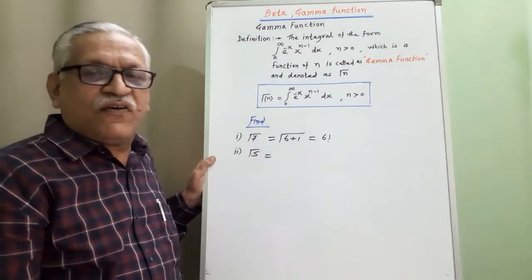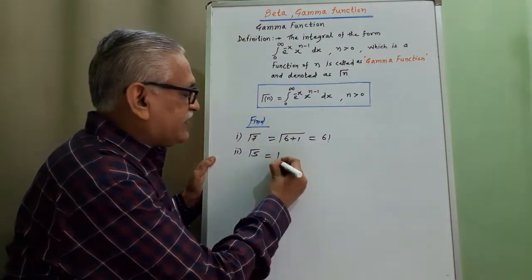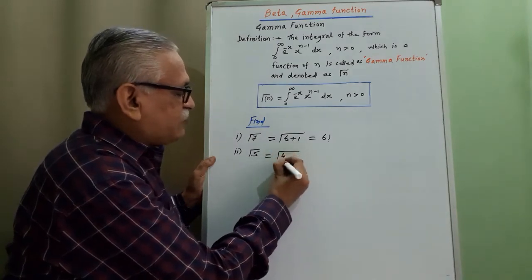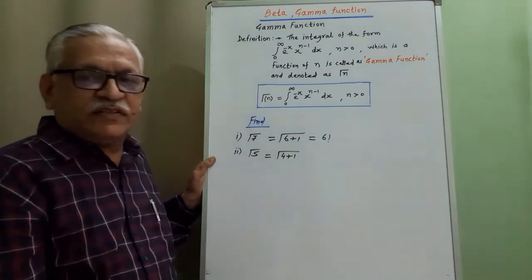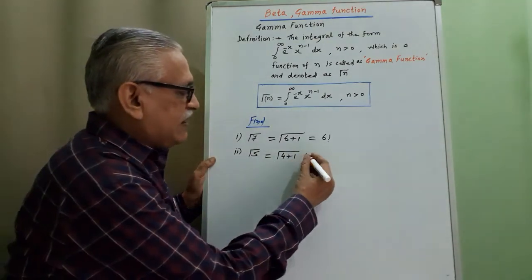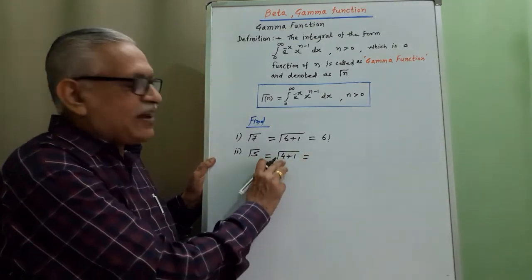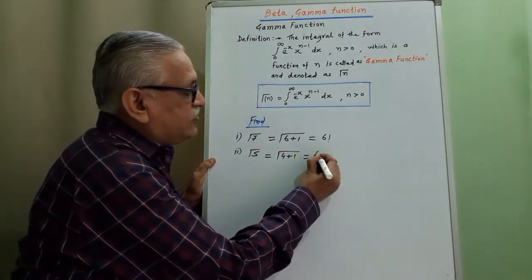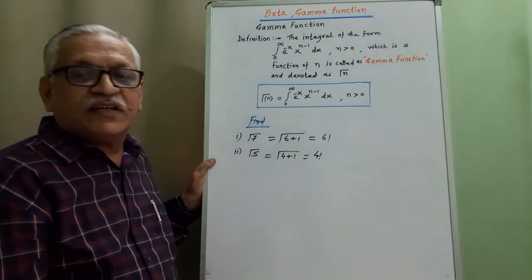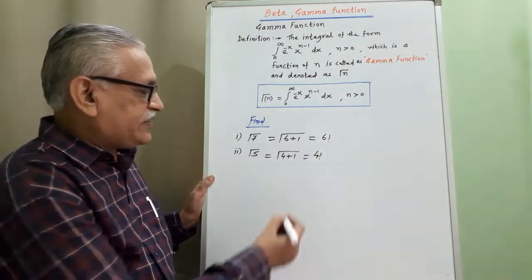Second, find the value of gamma 5. That gamma 5 we can rewrite in the n plus 1 form. Therefore, it is gamma of 4 plus 1, and here the value of n is 4, a positive integer, and as it is a positive integer, its value is 4 factorial, n factorial, as per the property.